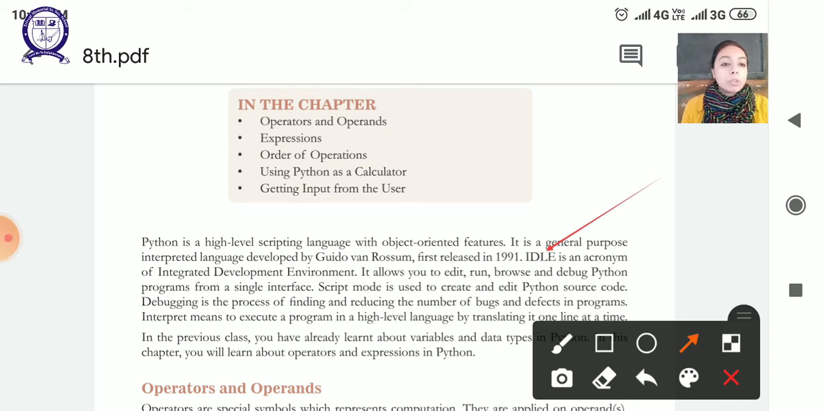Now we have two modes to work in Python. One is the interactive mode and the other is the script mode. Script mode is used to create and edit the Python source code. There is one more term which is used in Python, called debugging, and it is the process of finding and reducing the number of bugs, that is errors, in the program. And interpret means to execute a program, that is, to change a program from high level language into machine language line by line.